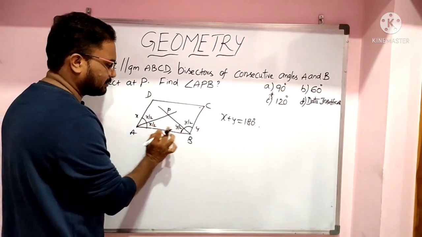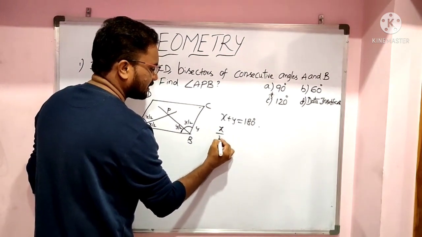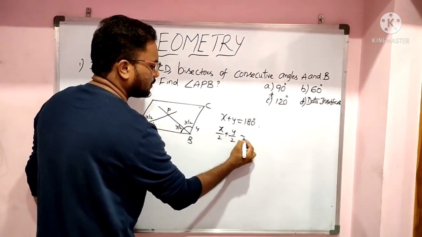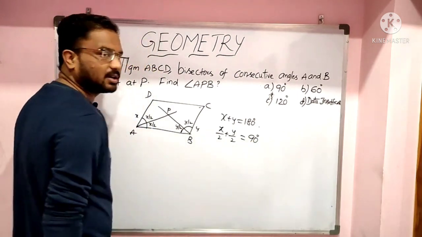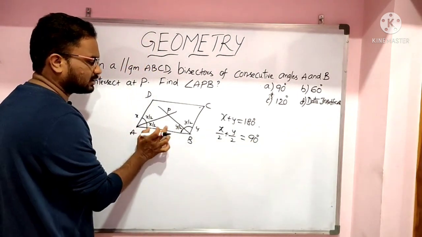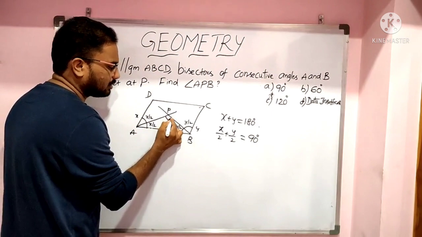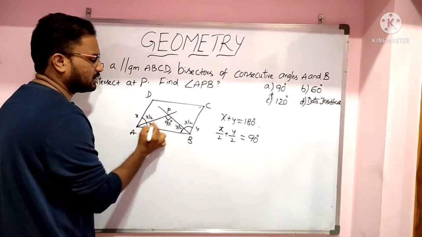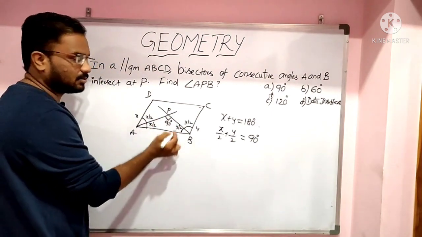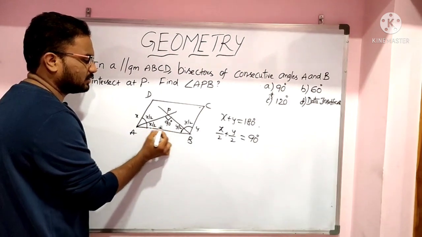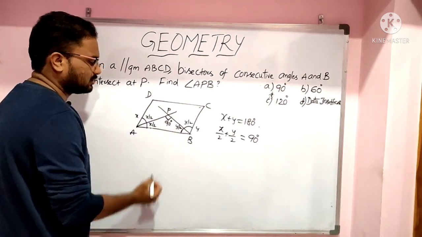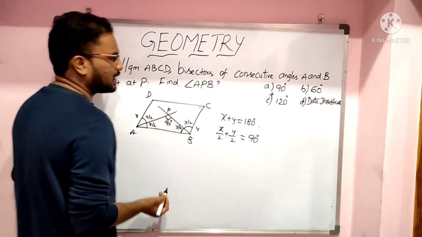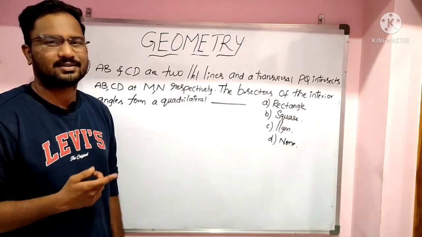So here x by 2 plus y by 2 is half of 180, which is 90 degrees. So the sum of these two angles is 90. Then this must be 90 degrees, because it is a triangle and the sum of the angles is 180 degrees. If these two sum to 90, then this must be 90 degrees. So angle APB equals 90 degrees. Answer 90. Next problem.